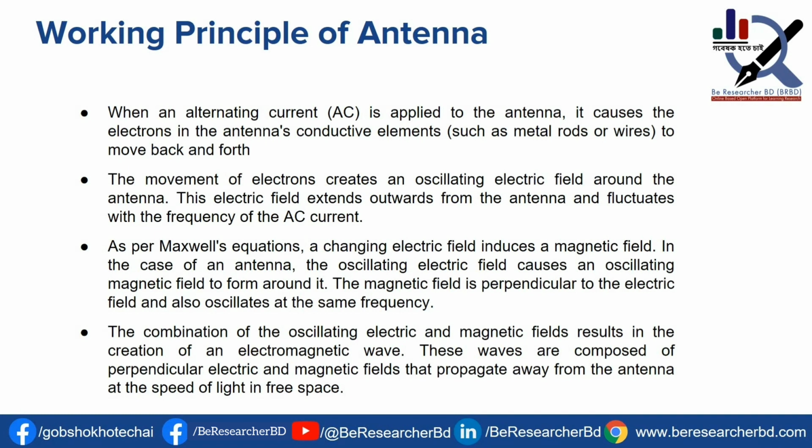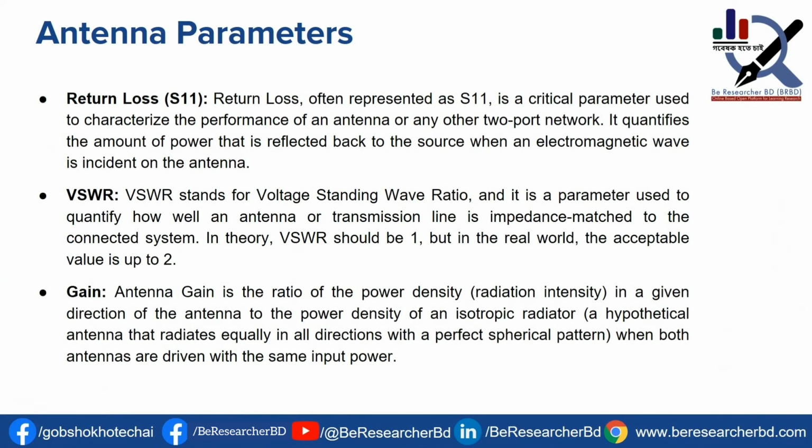As per Maxwell's equation, a changing electric field induces a changing magnetic field. In the case of an antenna, the oscillating electric field causes an oscillating magnetic field to form around it. The magnetic field is perpendicular to the electric field and also oscillates at the same frequency. The combination of the oscillating electric and magnetic fields results in the creation of an electromagnetic wave. These waves are composed of perpendicular electric and magnetic fields that propagate away from the antenna at the speed of light in free space. Now let's move on to some crucial antenna parameters.